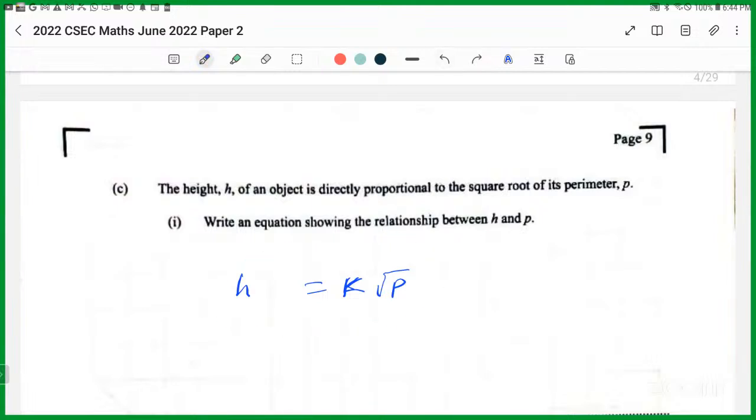All right. Let's see what I want us to do next. k is a constant. All right. So I can maybe state here, k is a constant. k is a variation constant.